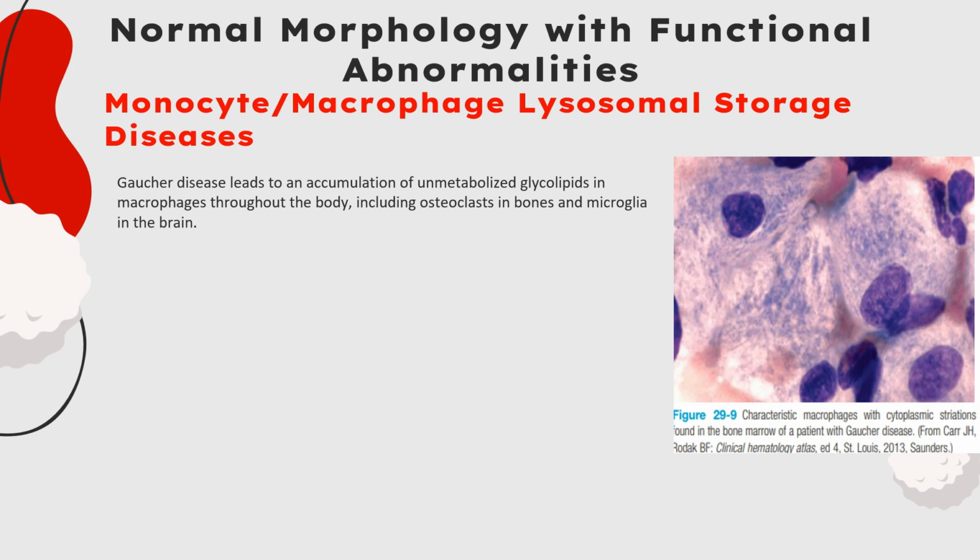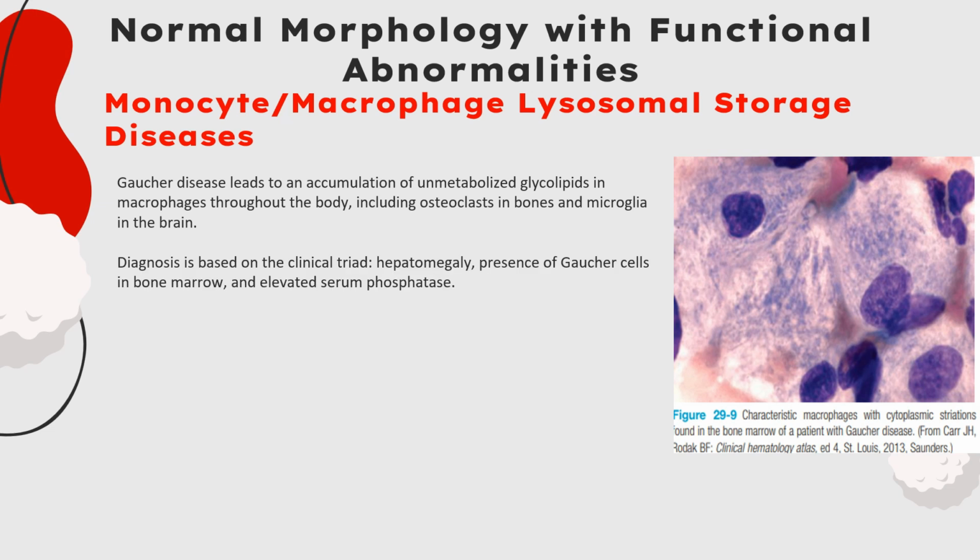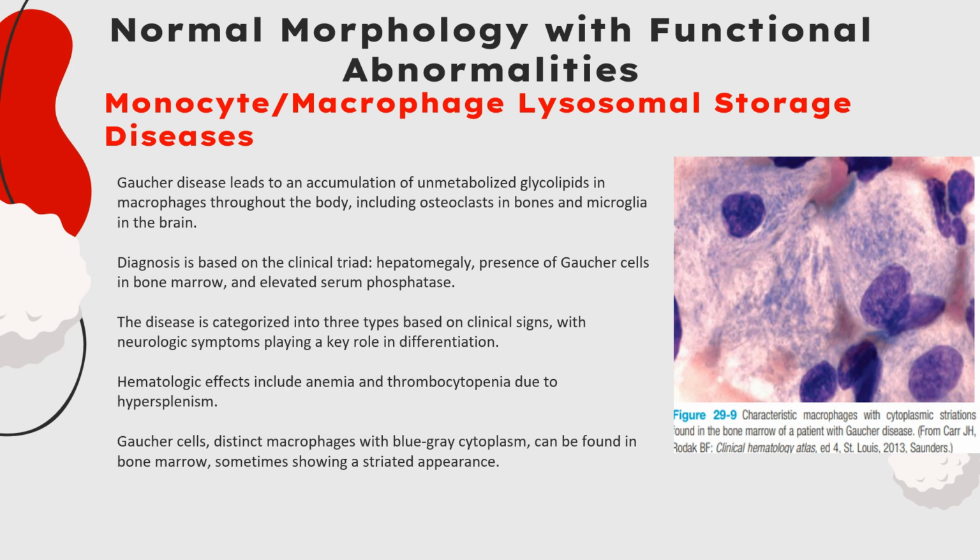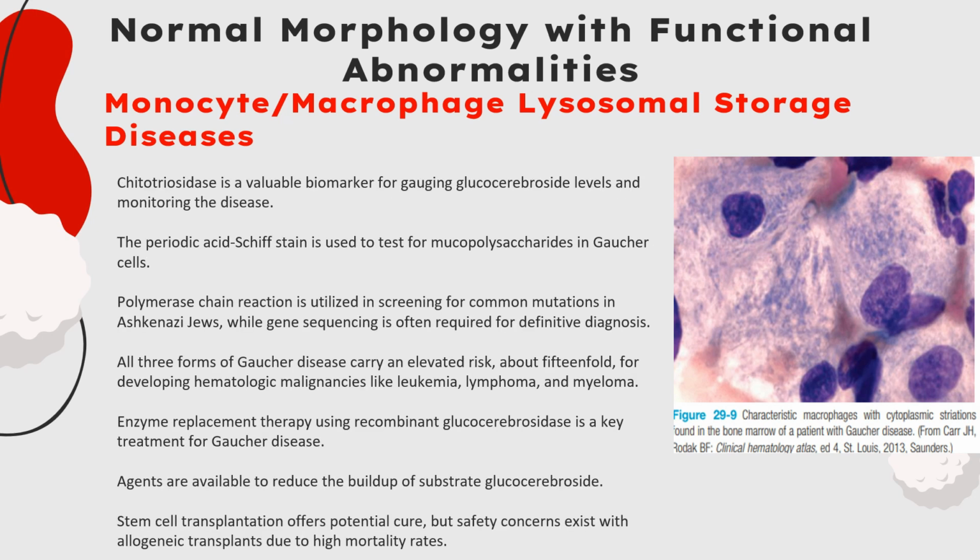Accumulated glycolipids affect macrophages throughout the body, including osteoclasts and microglia in the brain. Gaucher disease diagnosis involves the clinical triad, bone marrow examination, and serum phosphatase levels. Distinct macrophages called Gaucher cells are present in bone marrow, often showing a striated appearance. Chitotriosidase and other biomarkers aid in gauging disease severity and monitoring.